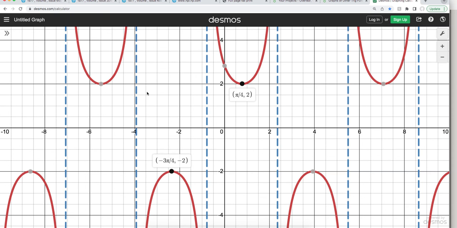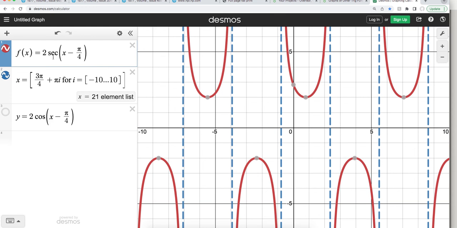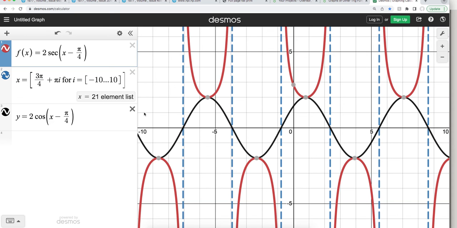And as far as graphing this function goes, remember we can use that trick where if we actually graph 2 times the cosine of x minus pi over 4, so just replace secant with cosine, here's what we get. And notice again, wherever that cosine graph in black hits the x-axis, that's going to give us a vertical asymptote for the secant. Wherever the cosine graph has a maximum, secant's happy. It's at a maximum. It's like it's making money on the stock market. Anytime cosine has a minimum, secant's sad because it's like it's losing money on the stock market. So we can actually use the graph of 2 cosine of x minus pi over 4 to help us quickly sketch the graph of 2 secant x minus pi over 4.